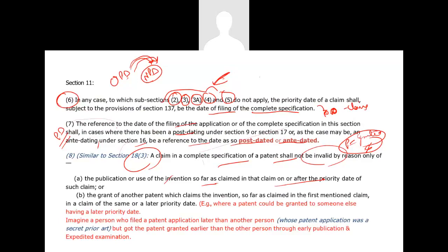It also says that if there is somebody else to whom a patent has already been granted, and this is a patent that has a priority date later than the date of your patent application, then your patent cannot be invalidated just because someone else got a grant to his patent before you could get a grant.